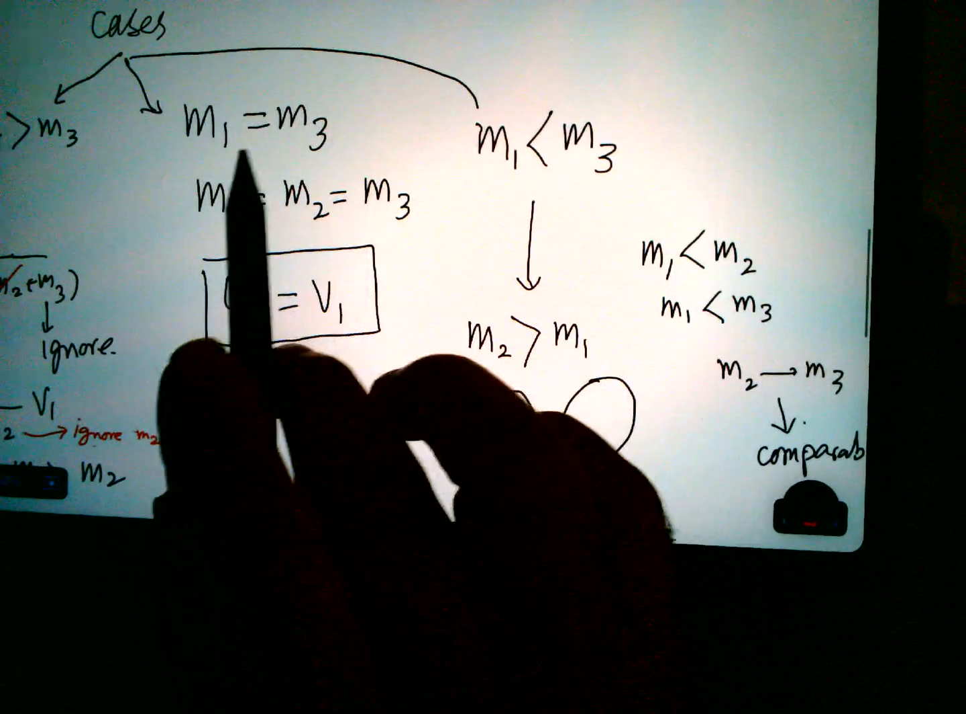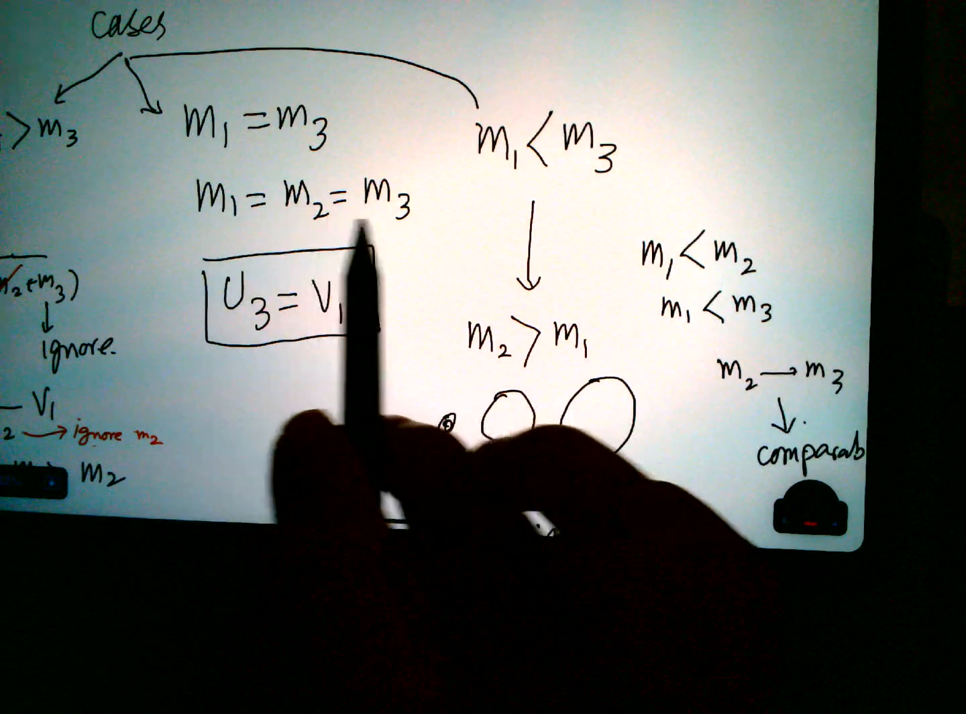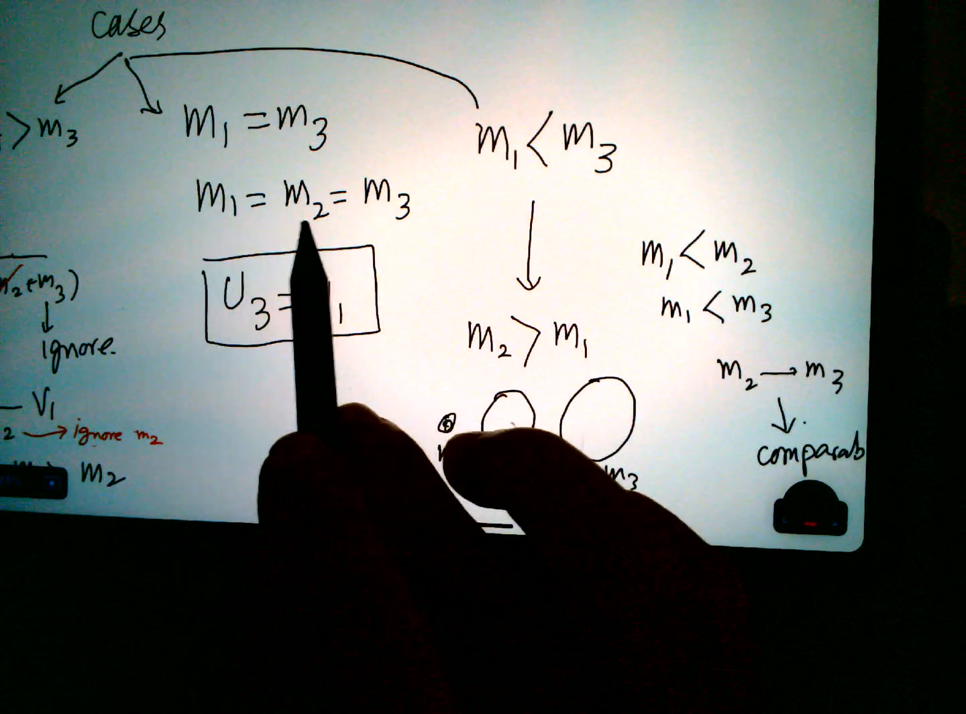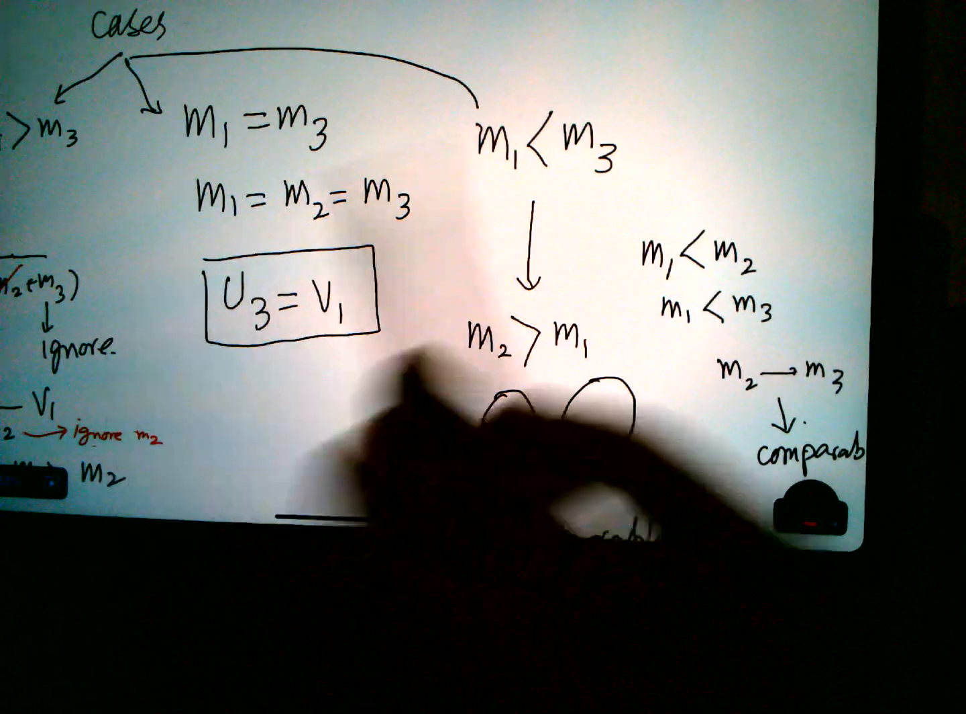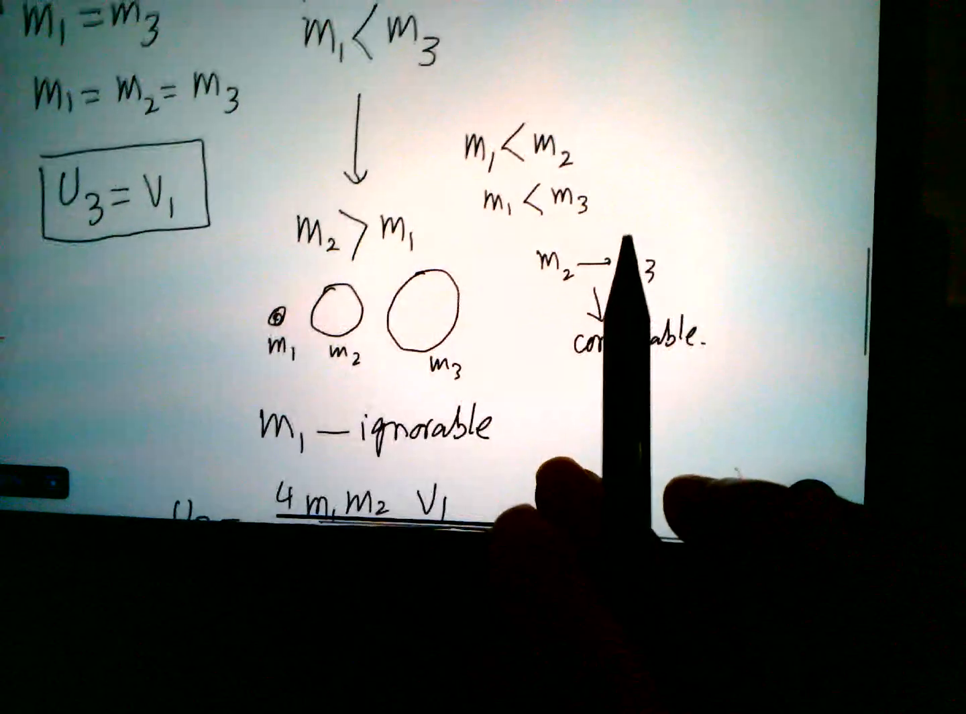The second case: m1 equals m3. So m1 equals m2 equals m3, and u3, the final velocity of m3, is equal to v1. This is another very impressive answer.